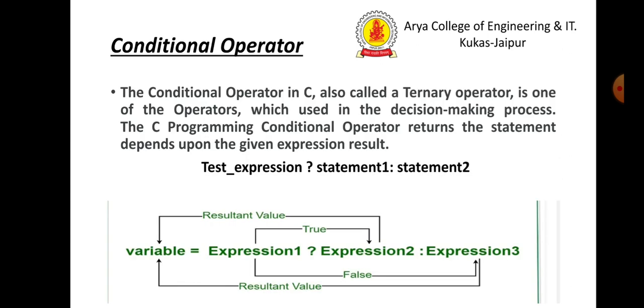Now the conditional operator or ternary operator is one of the operators used in the decision making process. The C programming conditional operator returns the statement depending upon the given expression result. Whatever the expression is, suppose x is greater than y. If it is true, then statement 1 is executed, and if it is false, then statement 2 is executed. Here it is explained with the help of a diagram.